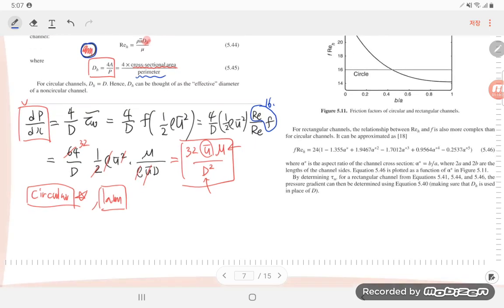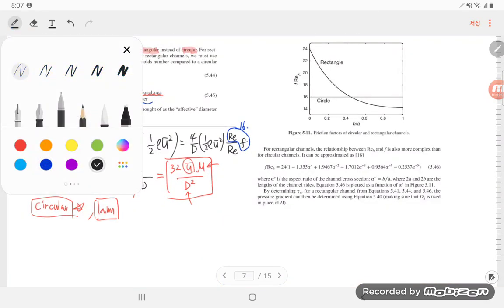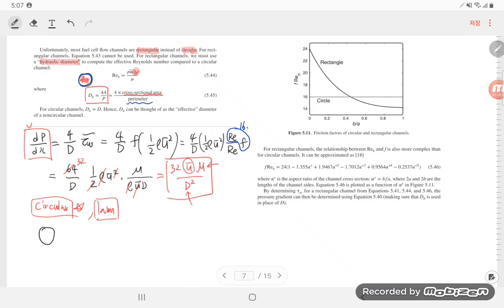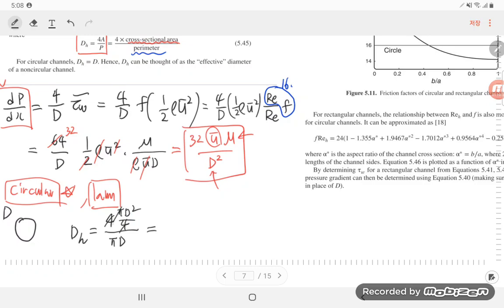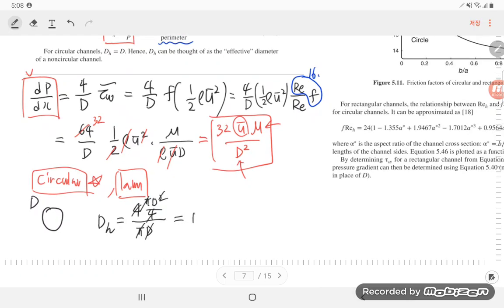Okay, in here, let's assume that there is a circular channel. There is a representative characteristic length d, and if we calculate the dH in here, 4A over P. What is A, the cross-sectional area? Pi d square over 4, and the perimeter is pi d. So this is cancelled out, and finally we get d.